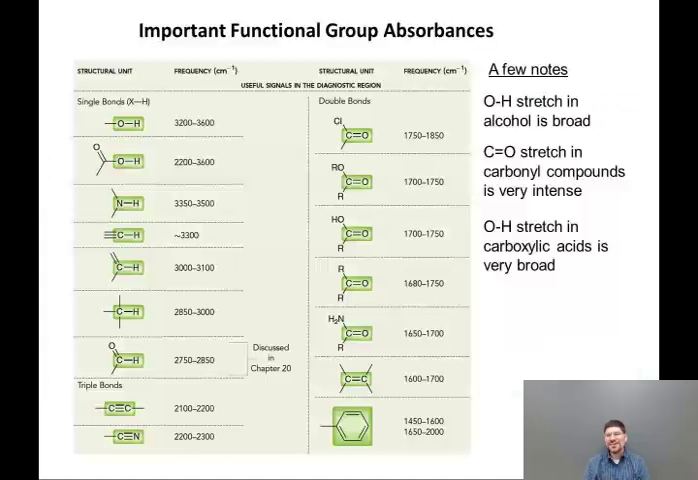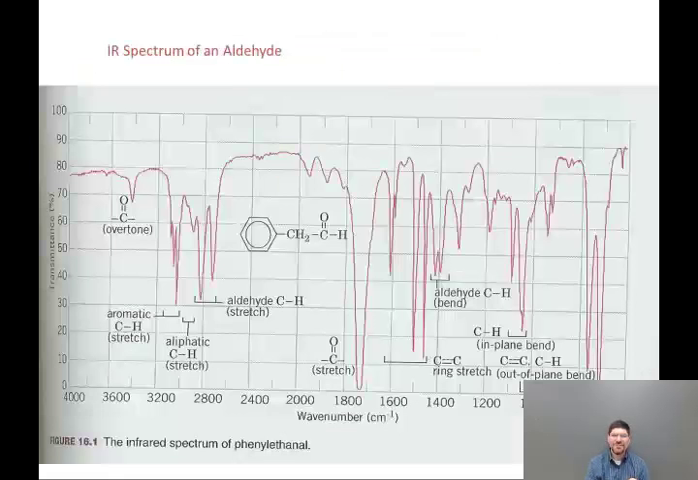Then we get into the double bond region, and the most important peak in an IR spectrum in general is usually the carbonyl stretch, because carbonyl stretches in compounds that contain them are very intense. So let's look at the example of the IR spectrum of an aldehyde.